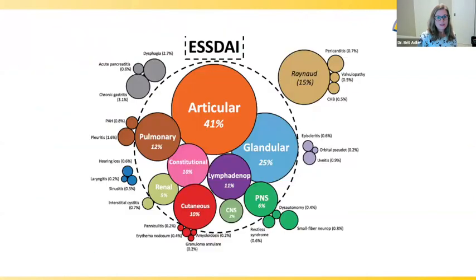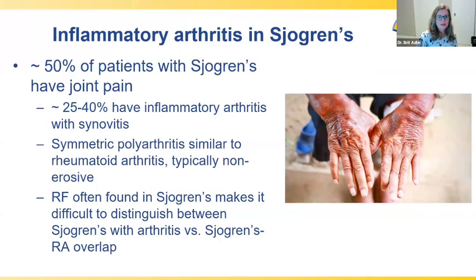So now I want to shift gears and talk more about how Sjögren's can affect the various organs in the body. And I want to go through each of these and talk more about how these different manifestations can present. So about 50% of patients with Sjögren's have joint pain. And roughly a third to 40% have an inflammatory arthritis. And this means that they have joint swelling, inflammation, and stiffness in their joints.